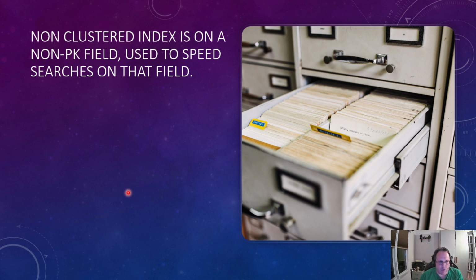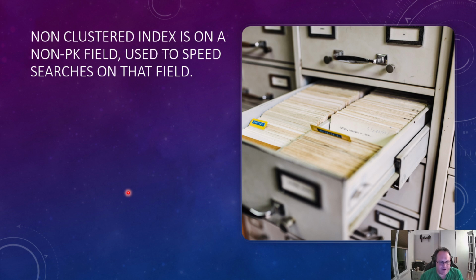I could just walk through the stacks and find a book, or I could go to the card catalog, search for the topic of astronomy, and it will tell me what books it had in the library and where to find them. That's a non-clustered index. It made it quicker to find the book. You've heard this phrase index in your life.